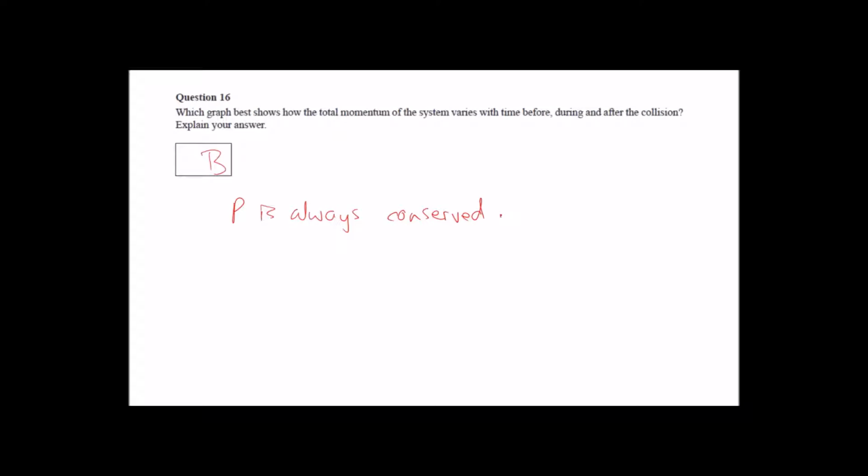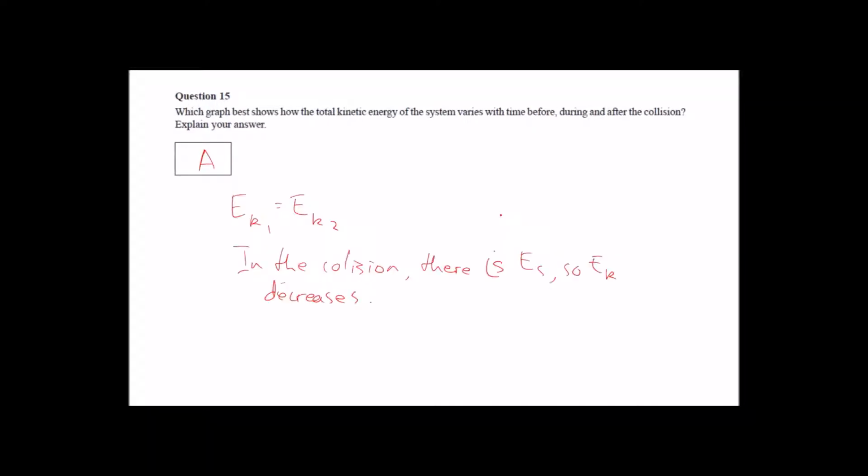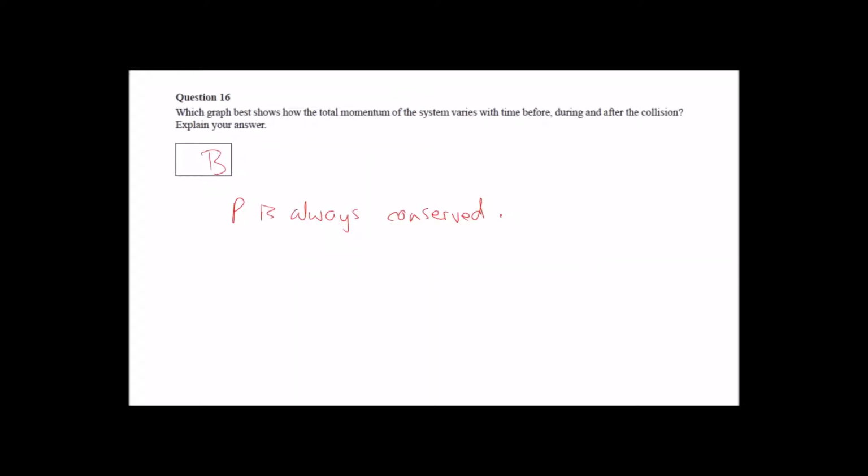Now, our last question: if the collision had been inelastic, which graph would best show how the magnitude of the total momentum of the system varies with time before, during, and after the collision? Explain your answer. Now, oddly enough, that is exactly the same as our previous one. It is B because momentum is always conserved, so same answer as in the previous question.